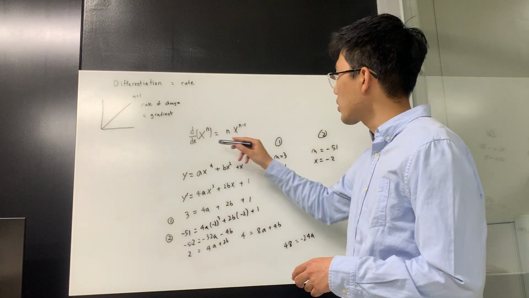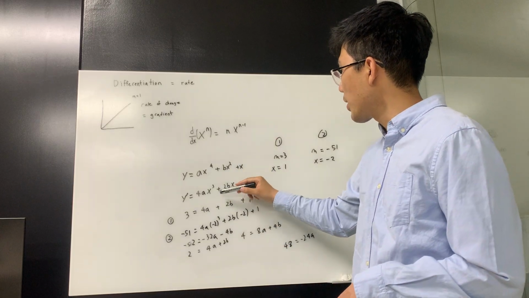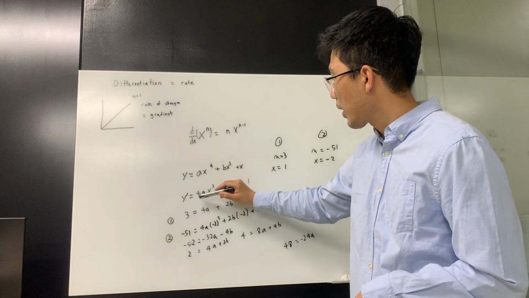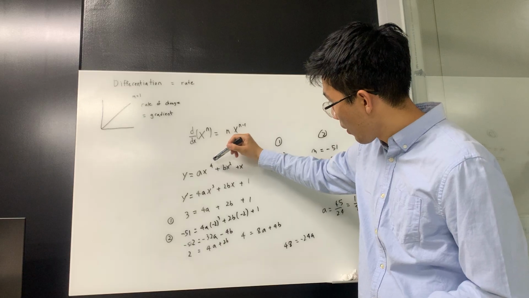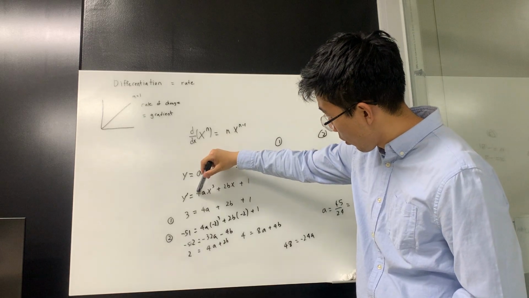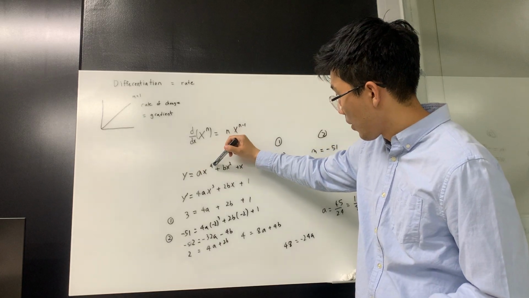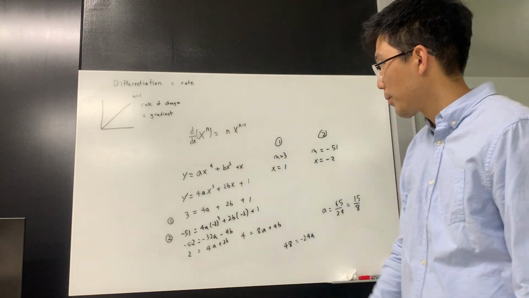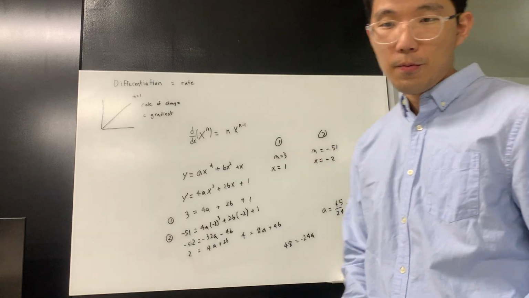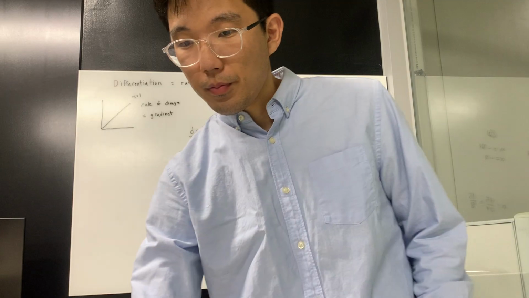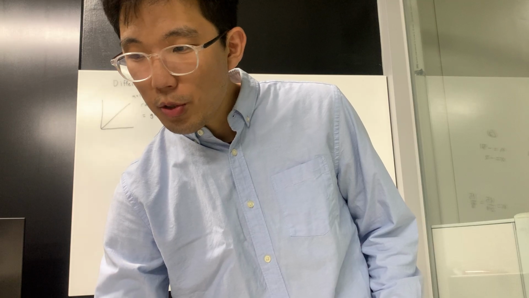All you need to do is follow this formula and just say, okay, look at the power, look at the coefficient, and just, okay, the power is 4. It comes down to the coefficient, to the scalar, and the power, it drops 1 to become 3. So that's the main course objective in this lesson. Okay, next we're going to talk about the chain rule.